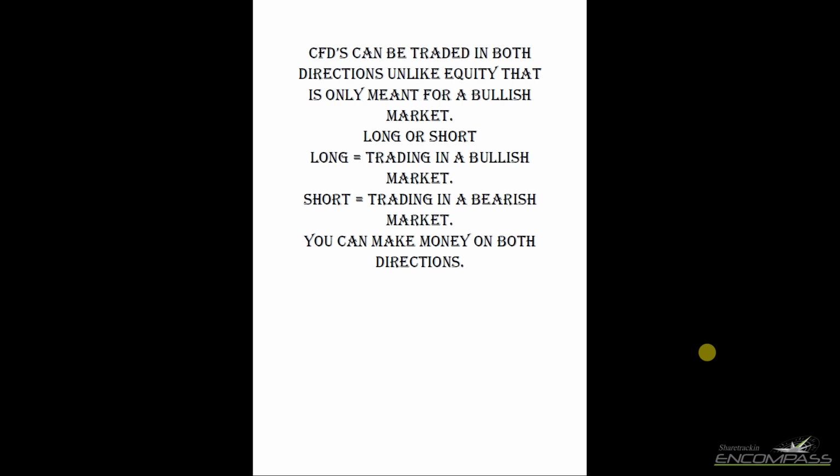Now, keep in mind, this is not in reference to long-term and short-term. Everything for CFDs tends to be short-term. So the time frame won't be changing here. Long is in reference to trading in a bullish market, trading upwards and making money when the share grows. A short position is in reference to trading in a bearish market and thus making money as the share declines. So you can make money in both directions, and that is one major benefit of CFDs that we're also especially seeing now as the market is starting to shift in more of a downwards direction.